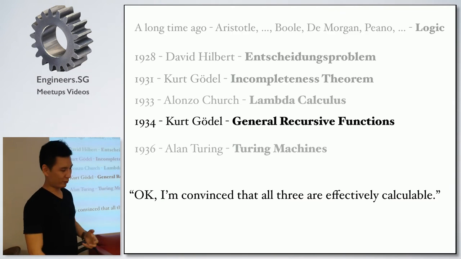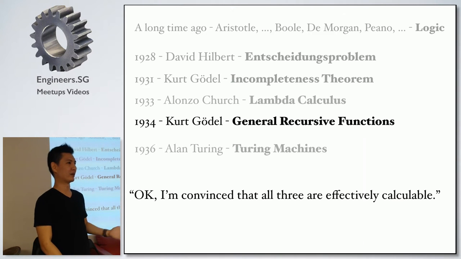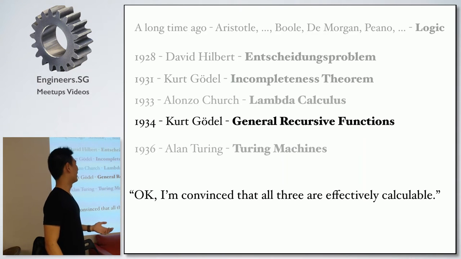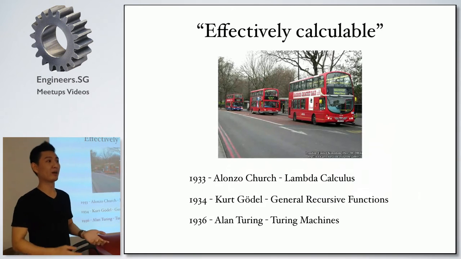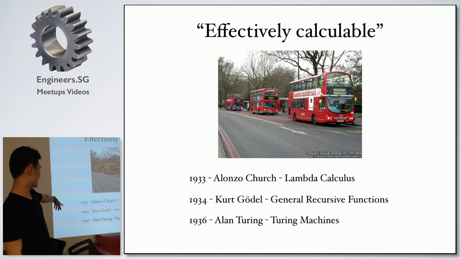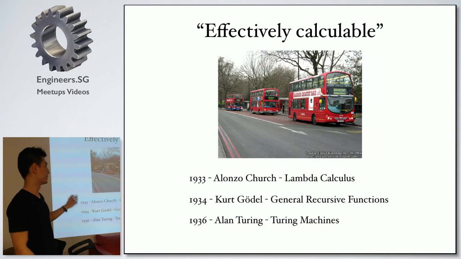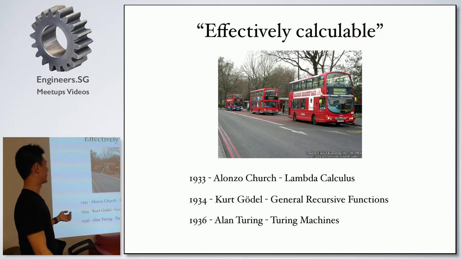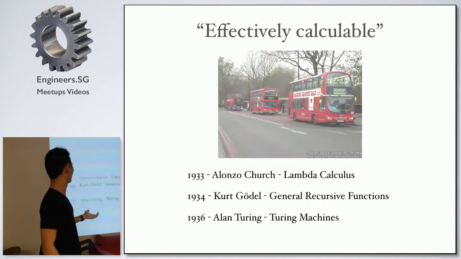So in the paper, Philip Wadler used this joke about buses: if you're waiting for a bus, you can wait a long time and the bus never comes, and then three come together at the same time. So you can see that all three got discovered within a few years of each other, in the 1930s. It was quite an interesting thing, and all three of them discovered their own systems independently. So it's quite a big thing.